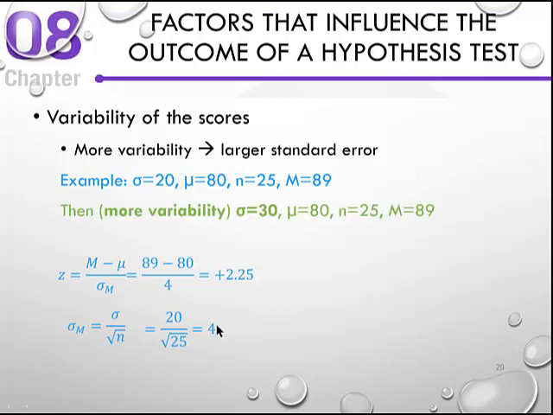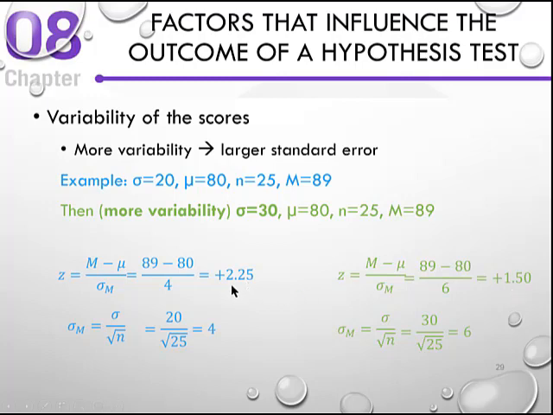Let's assume everything stays the same, but now we just increase the variability, right? So this stays the same, but now our standard deviation for the population is actually 30 instead of 20. So doing the math exactly the same way, but just now with the standard deviation of 30, you can see that we get a z-score of 1.50. More variability, larger standard error, right? It went from 4 to 6 because the standard deviation went from 20 to 30. Since this is the denominator, this means we're now coming up with a smaller z-score.